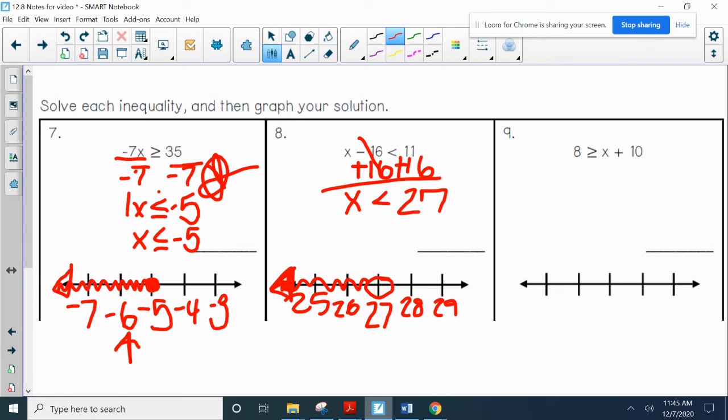Awesome. So now let's look at 9. We have addition. To get rid of addition, we're going to use subtraction. So we're going to go ahead and subtract 10.